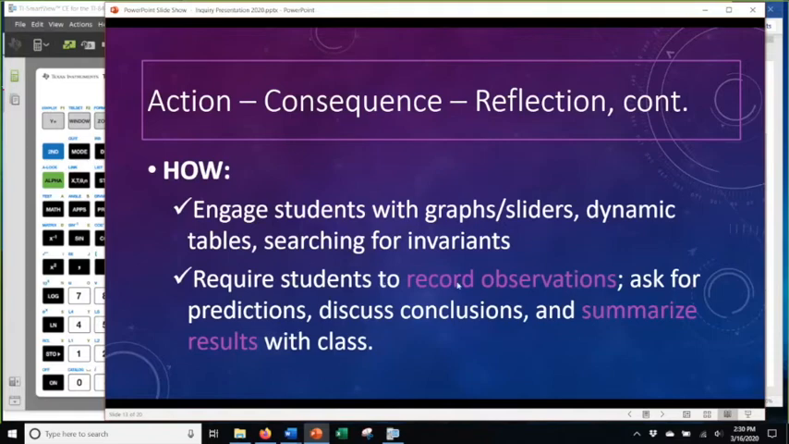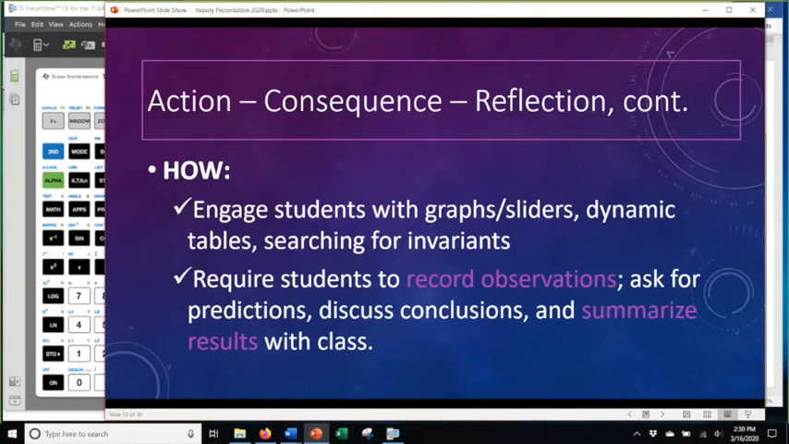Require your students to record their observations. Don't just view the math, do the math. I provide students with a lab sheet for them to write down what they see. Their sketches don't have to be perfect, but they have to note down what they think is important. Ask the students to make predictions, discuss conclusions, and as I've said, summarizing with the class is really critical.